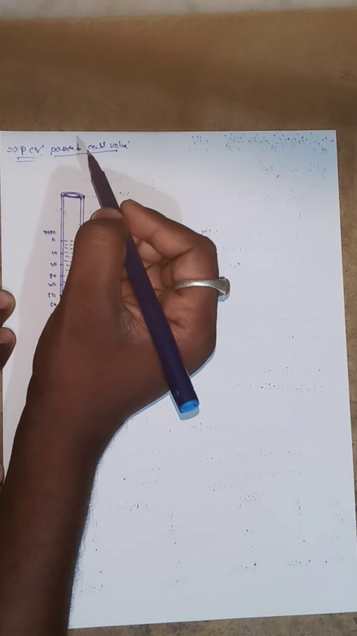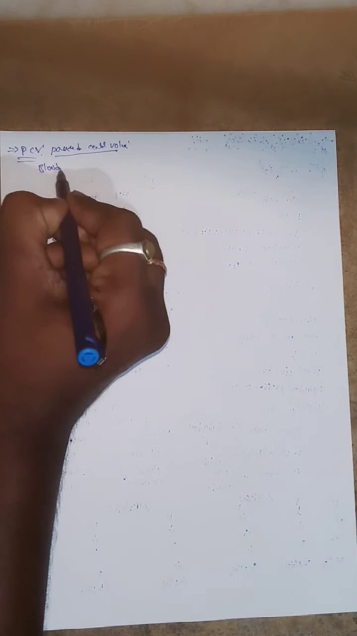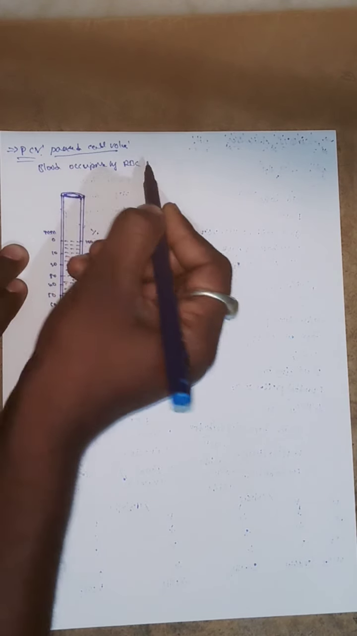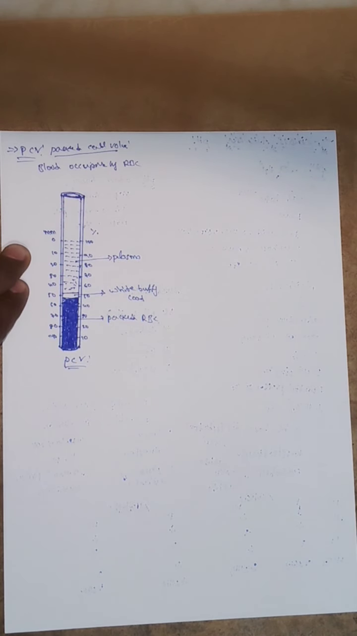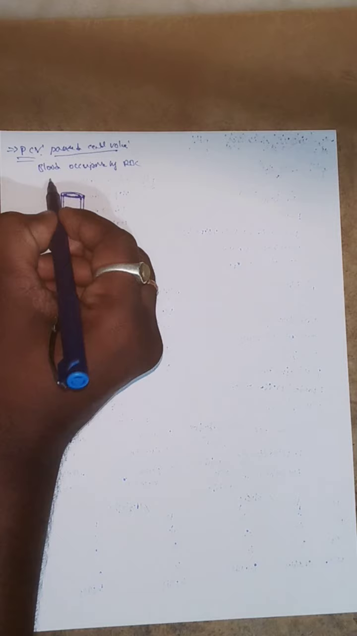PCV means packed cell volume. So what is the meaning of packed cell volume? The packed cell volume is defined as the proportion of blood occupied by RBCs. So how much of RBC is present in the blood is known as PCV, packed cell volume. It is expressed only as a percentage.